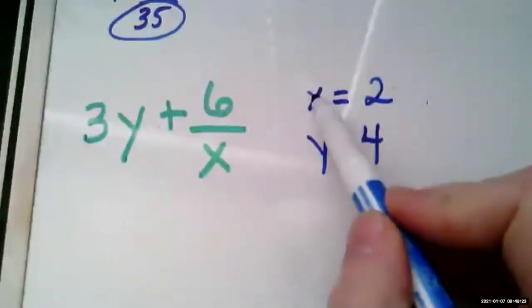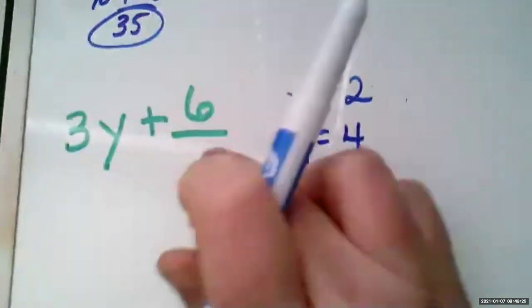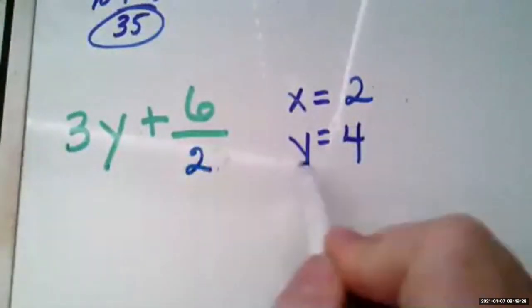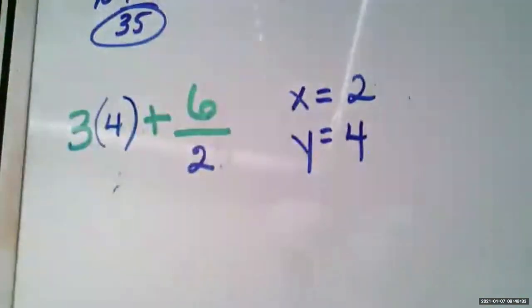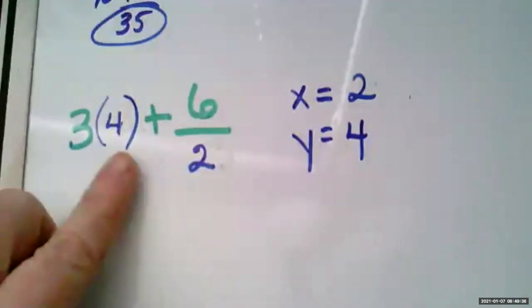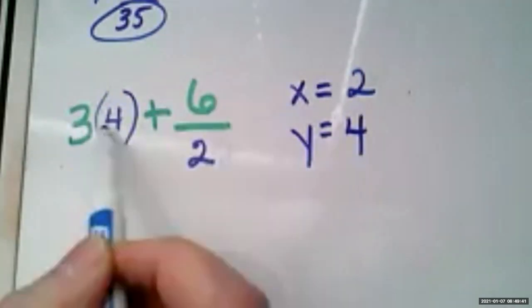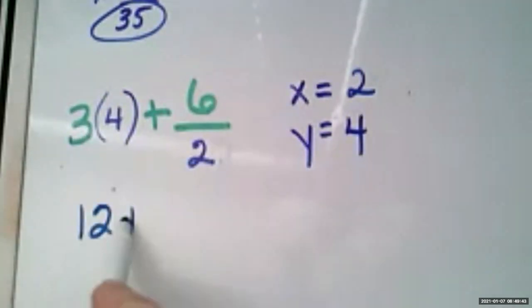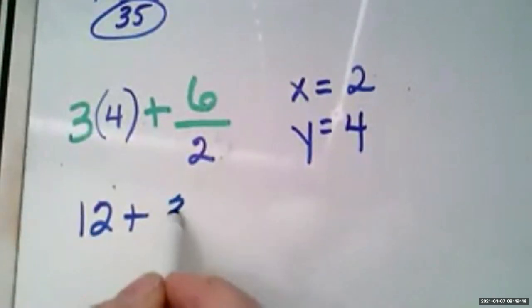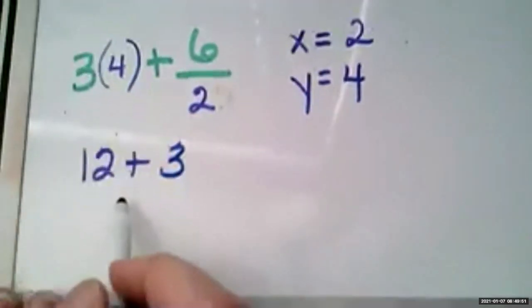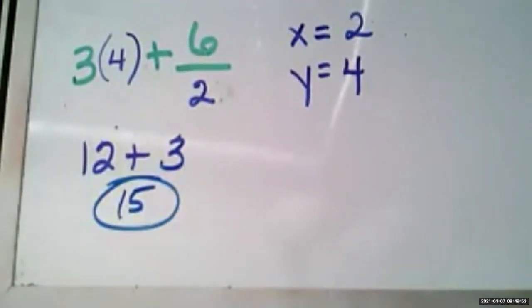If you just took out the x and replaced it with a 2, I'm just going to do that right here. Replace the x with a 2. Replace the y with a 4, and I'm going to do that in parentheses because that means multiply. Then you solve using your order of operations. So 3 times 4 is 12, plus 6 divided by 2, which is 3, then 12 plus 3 is 15. And those of you who did type in your answers, good for you. You guys are getting it correct.